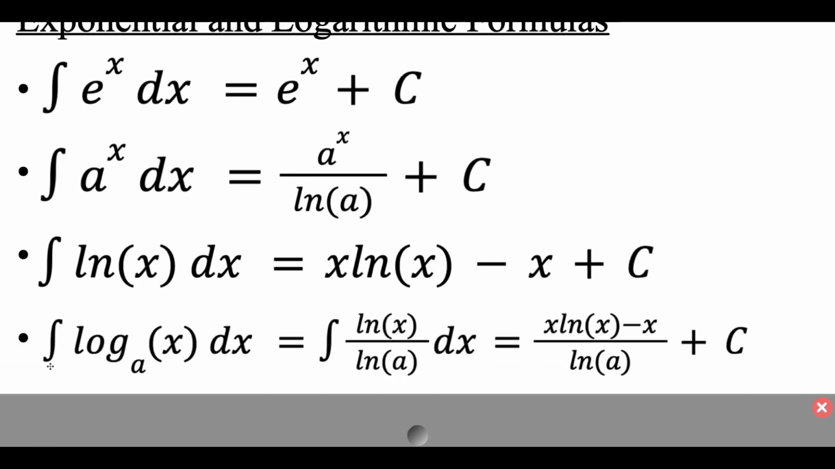And if we're doing the integral of log base a of x dx, now this could also be rewritten using a change of base formula to say the integral of the natural log of x divided by the natural log of a dx, then what that's going to be is x times the natural log of x minus x all over the natural log of a plus c.